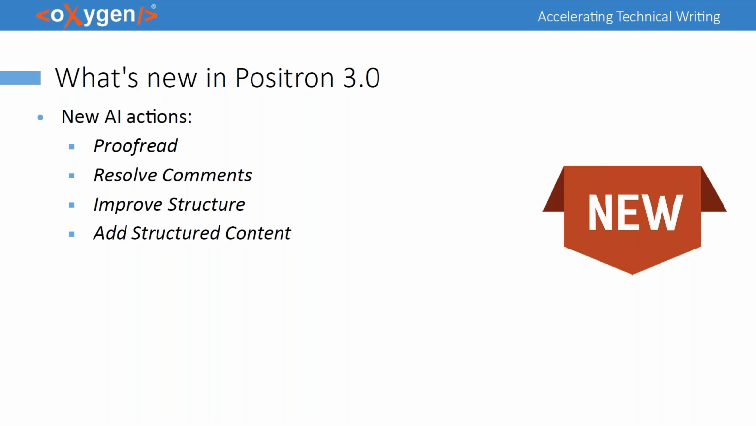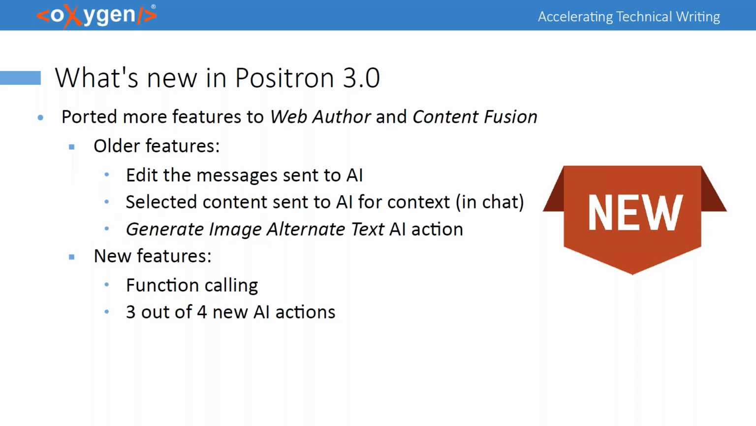These are the 4 new AI actions that are available in the latest version: proofread, resolve comments, improve structure, and add structured content. I won't waste any time here because we will see all of them, but I will spend maybe a minute or two here, because I'm not going to demo anything from the web applications, but I want to mention what features we ported to web author and content fusion. We brought some features from older versions of Positron.